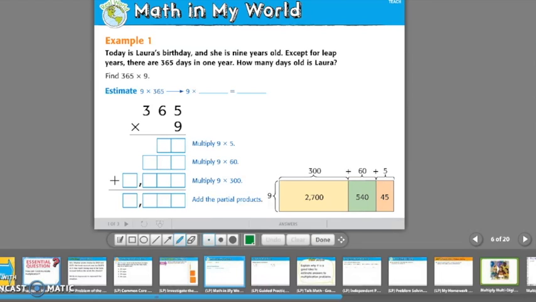And example 1 says, today is Laura's birthday and she is 9 years old. Except for leap years, there are 365 days in 1 year. How many days old is Laura?